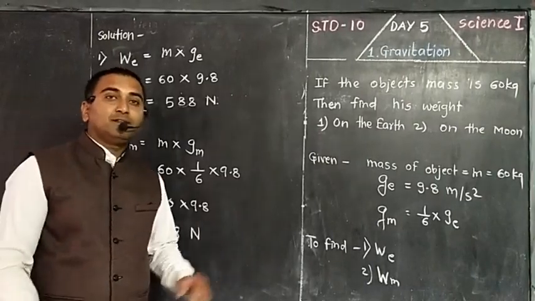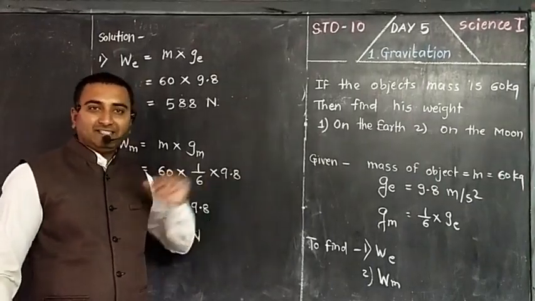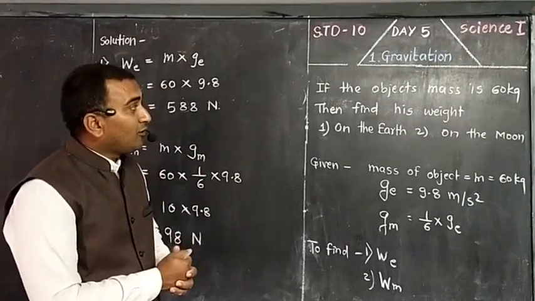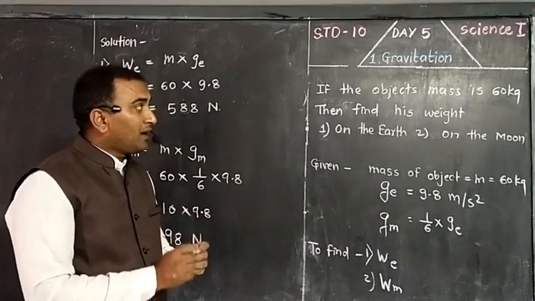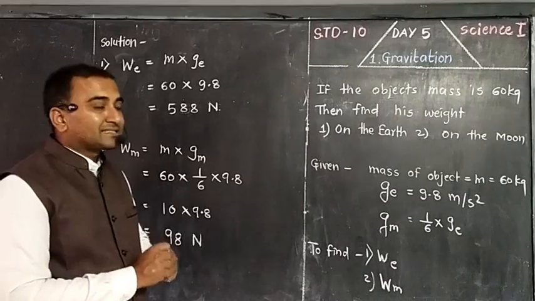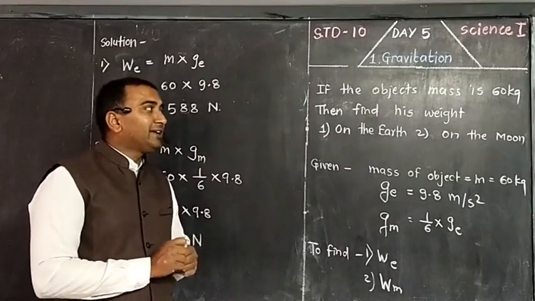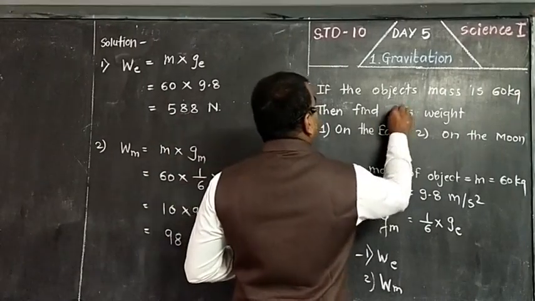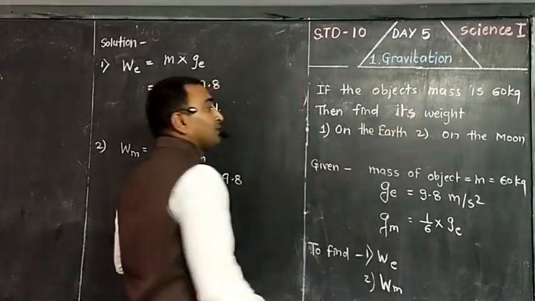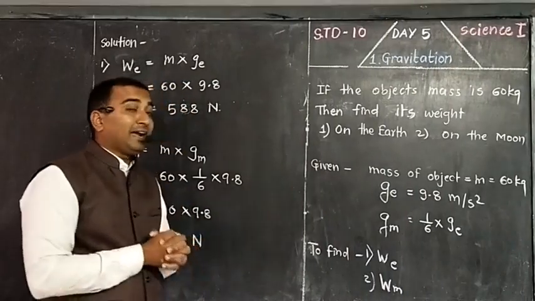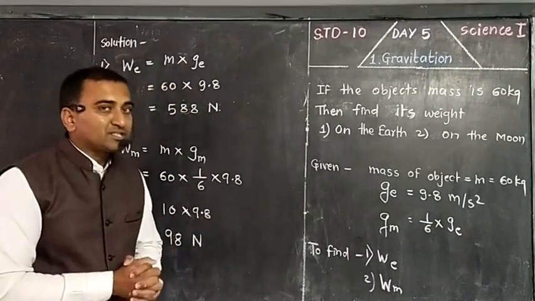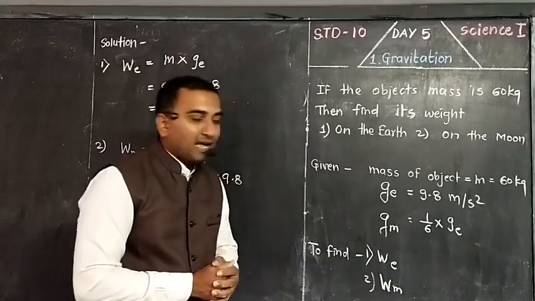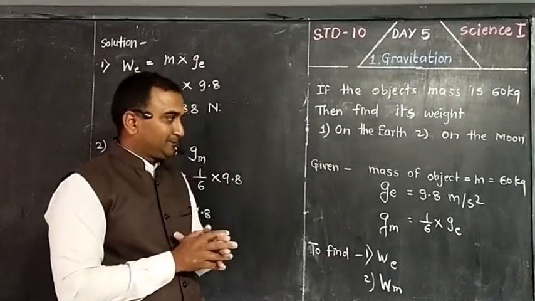One example based on this mass and weight. See the example written on the board. The object mass is 60 kg, then find its weight on the earth and on the moon. There are 2 sub questions. What is given? Mass of object, that is m is equal to 60 kg.